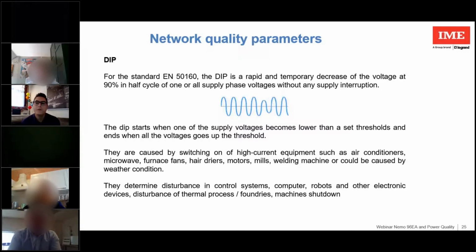Of these phenomena, we find the dips, which are a rapid and temporary reduction of the voltage to approximately 90% of the nominal voltage. The dips start when the voltage values go below this threshold and end when it turns above this threshold. Generally, they are caused by the ignition of a large load, such as in your home, for example, air conditioner, microwave, oven, air dryer, etc. And they could affect the functioning, for example, of computers or robots.